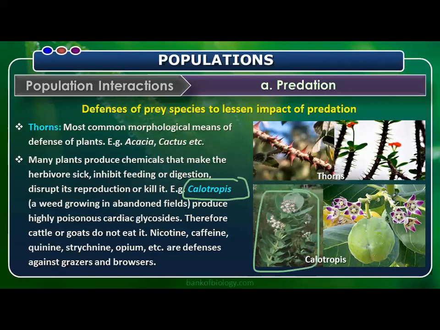You might have observed that when we find Calotropis on the roadside, even predators like goat or sheep don't like to eat that plant. Why? Because it has highly poisonous cardiac glycosides. That's a very important point. The poisonous cardiac glycosides present in this weed plant, Calotropis, are the reason the cattle or goats do not eat it. Nicotine, caffeine, quinine, strychnine, opium: all these are best examples of defenses against grazers and browsers.